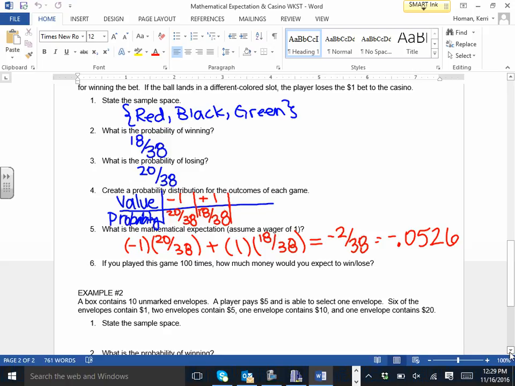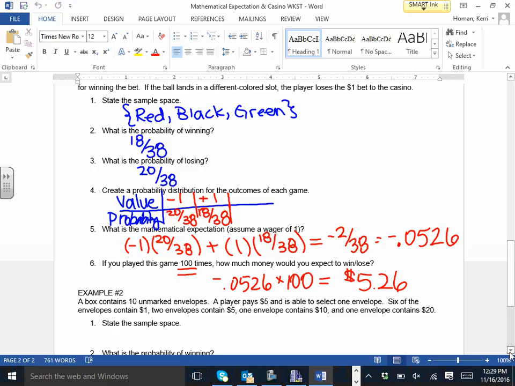Does that make sense? If we played it 38 times and it came out perfect... but if we played it 38 times, it would be close, but it would probably not be perfect. Now, if you played this game 100 times, how much would you expect to lose? We would take this mathematical expectation times how many times you played, and we would lose $5.26.